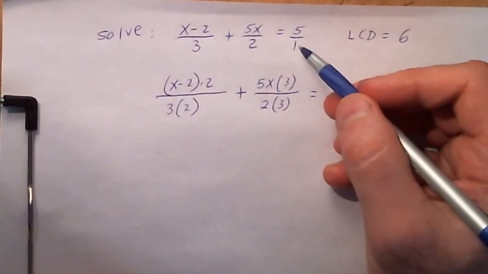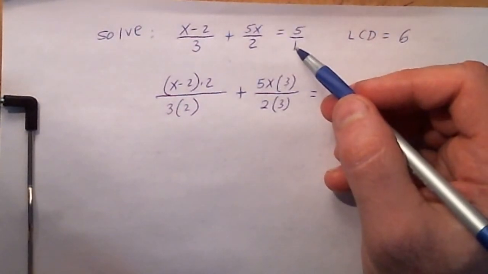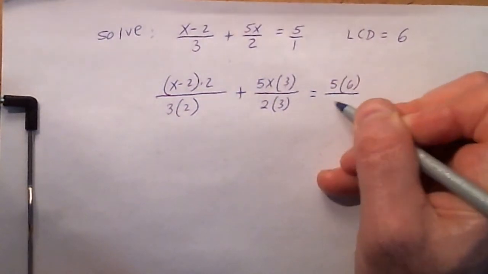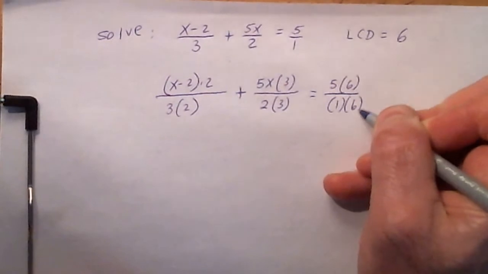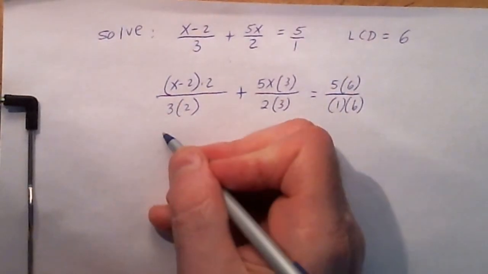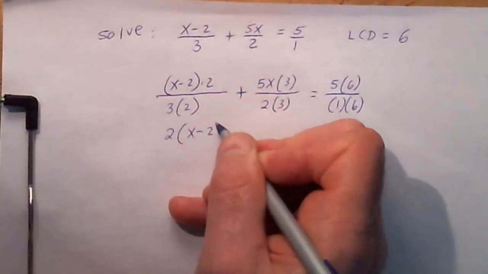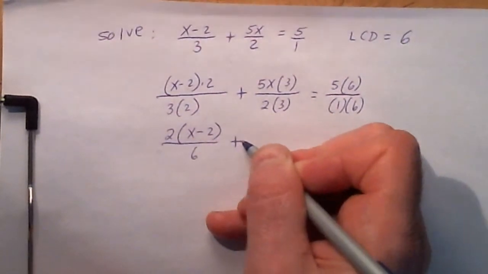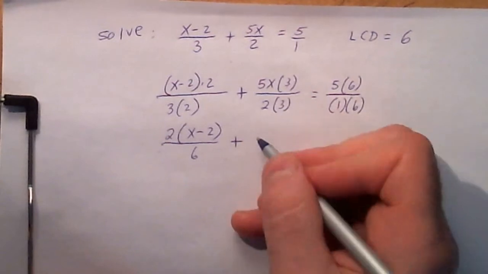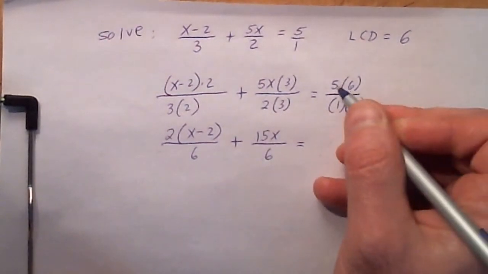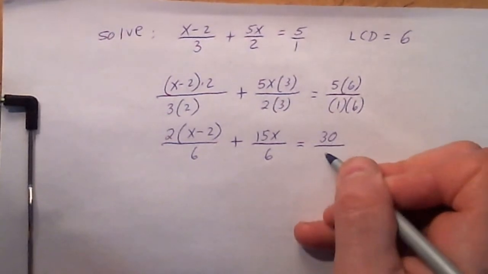The fraction on the right has a denominator 1. To make the denominator 6, top and bottom of the fraction on the right side must get multiplied by 6. All right, so what are we going to have here? Well, now we're going to have 2 times quantity x minus 2 over 6, plus 5x times 3 is 15x over 6. 5 times 6 is 30 over 6.